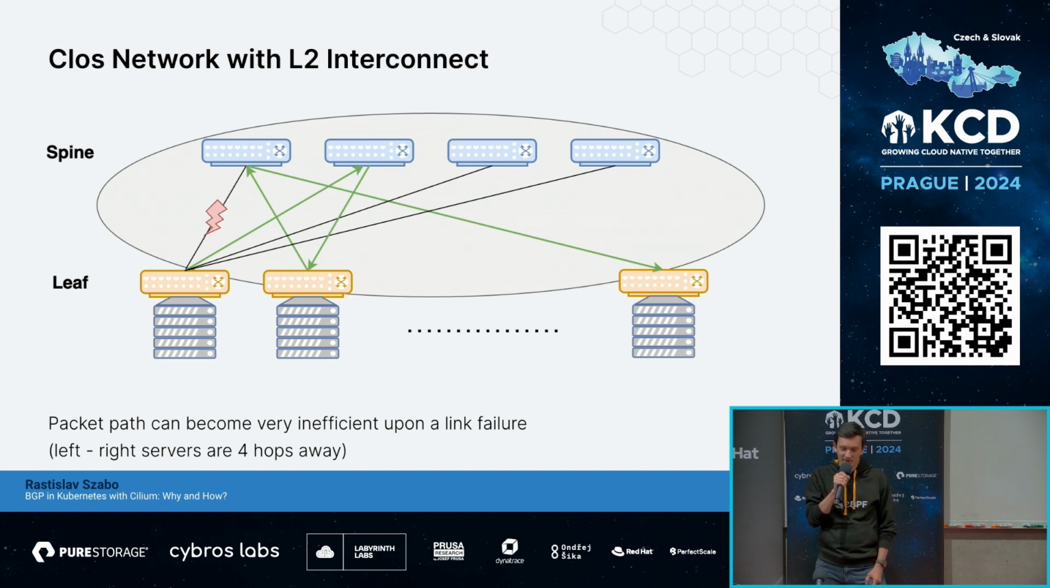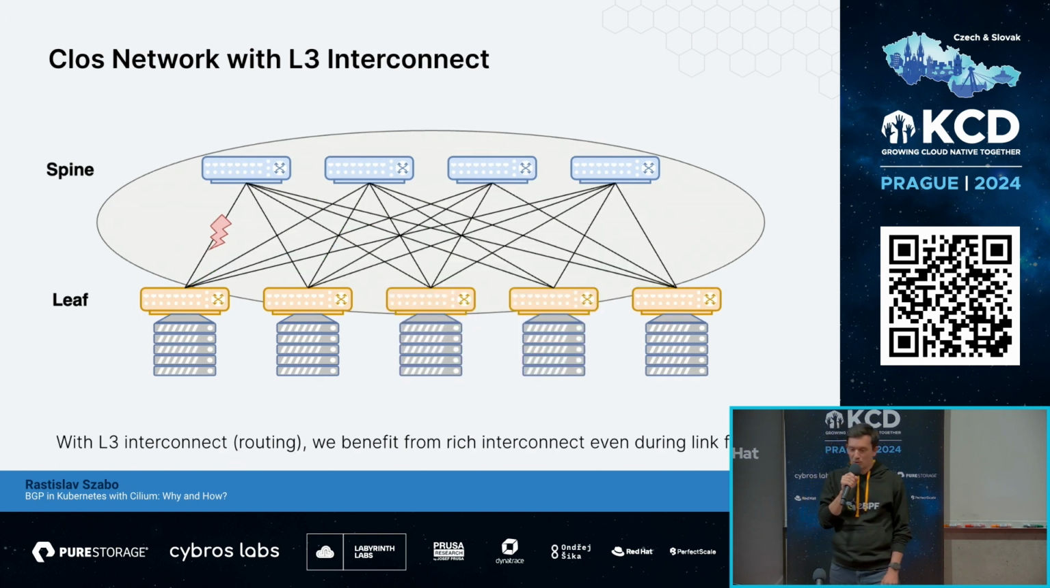What's even less ideal is what would happen if one of the links would fail. Then the packet path can become very inefficient. If you take a look at this picture, after a link failure, between the bottom left server and bottom right server, you would need to go through 4 hops to reach the destination. So how can we deal with these issues?